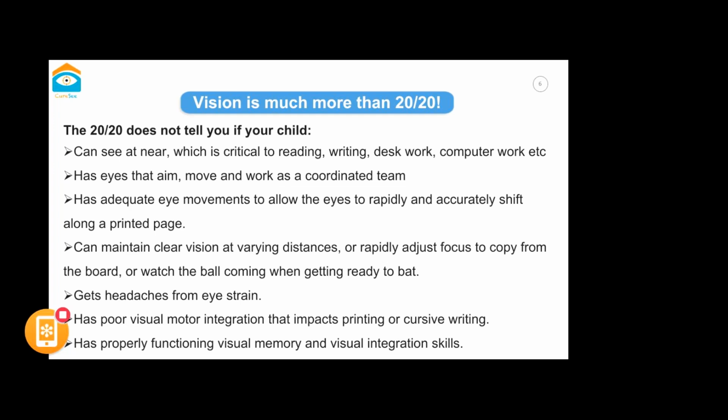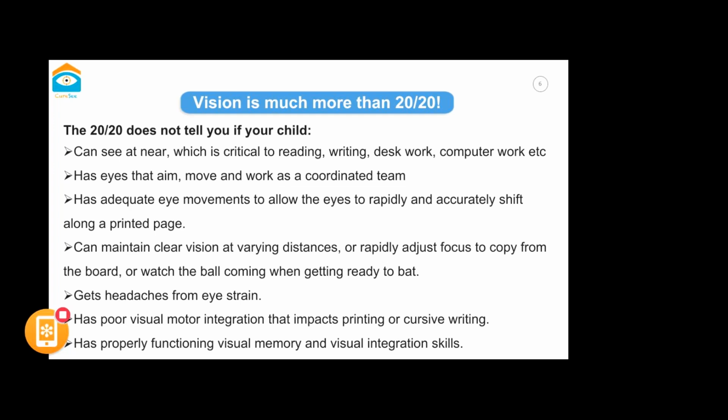Next, the 20/20 does not tell you if your child's eyes can aim, move, and work as a coordinated team. Are the child's eyes working as a team or not? Are they separated, or are they producing binocular single vision? The 20/20 can never tell you that. The child can easily pass that test and may still have this problem. Does the child have adequate eye movements to allow the eyes to rapidly and accurately shift along a printed page?